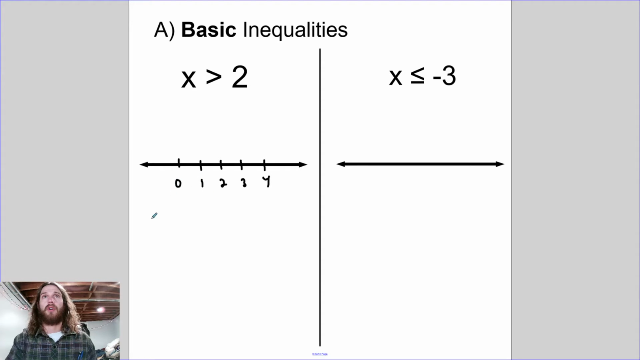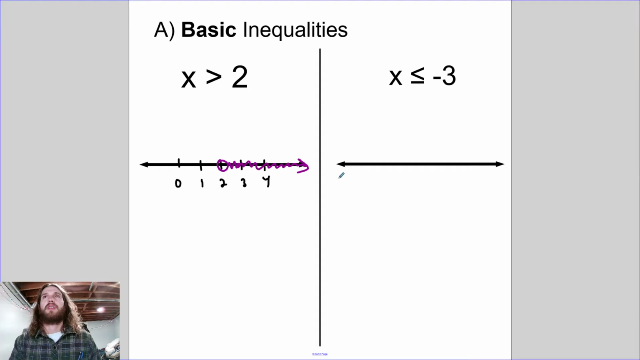1, and 0. All right, so I'm just going to grab a color. Let's use purple. How do we graph this? Well, it's got greater than 2. What are the numbers that are bigger than 2? This is greater than, so we use an open circle based on the chart that I just showed you. We shade everything to the right, everything that is bigger than 2.